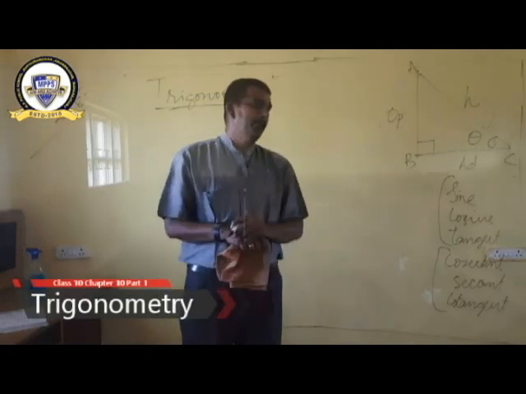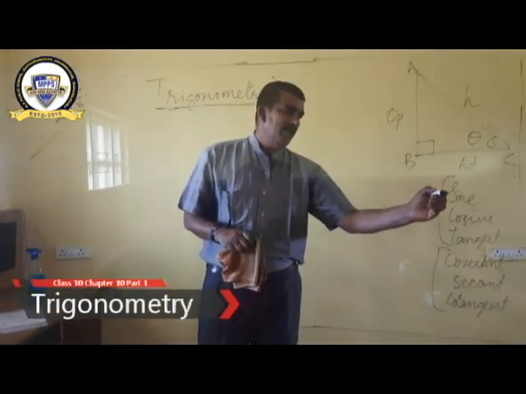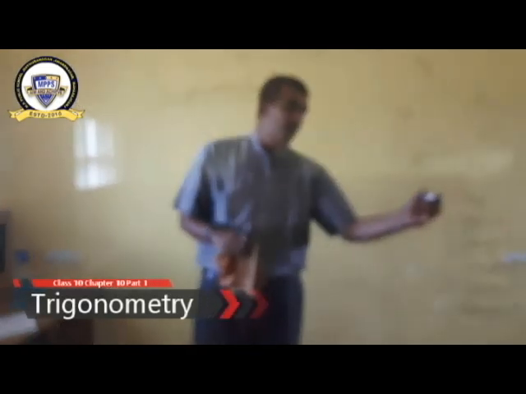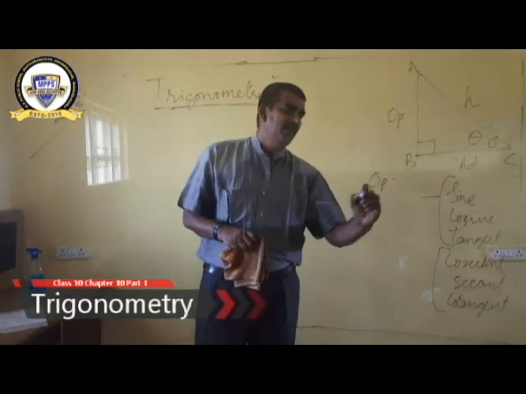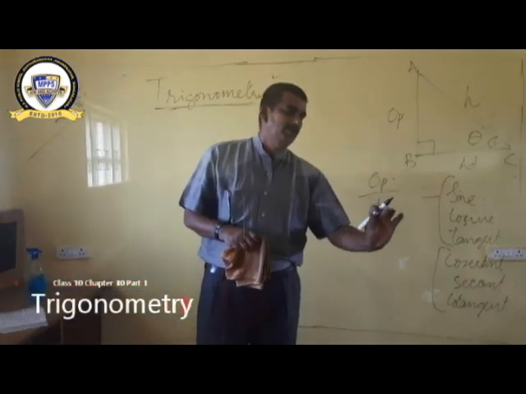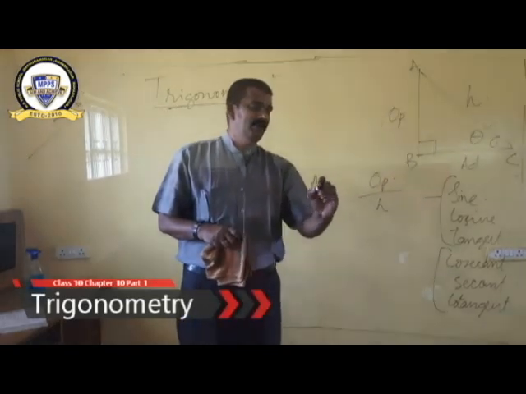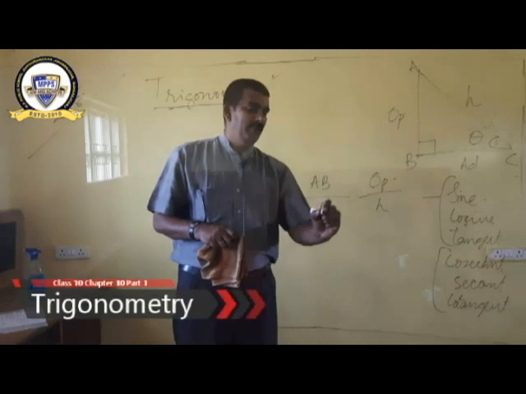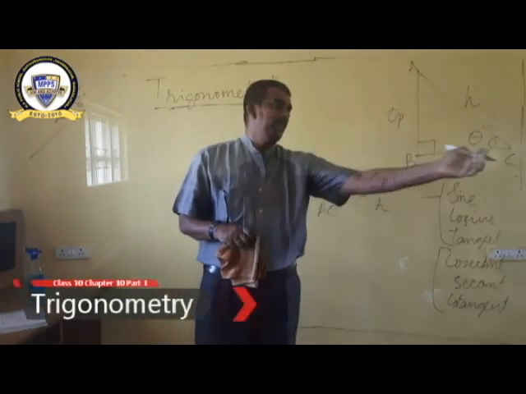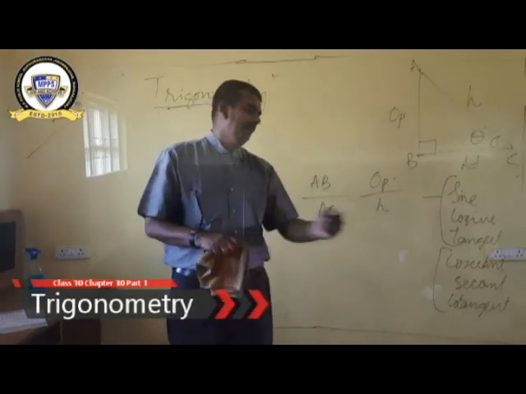First of all, sine. Its definition is this: sine is the ratio of the opposite side divided by the hypotenuse. So here the opposite side is AB and the hypotenuse is AC, that is why it is AB by AC.